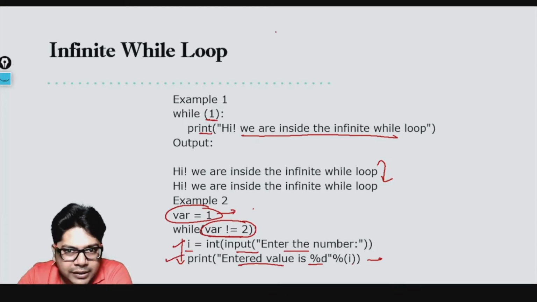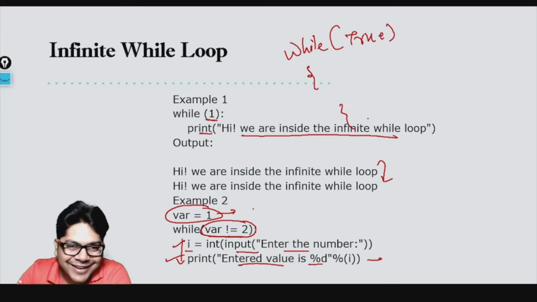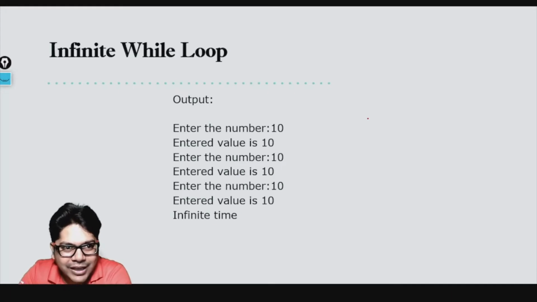The third thing that you can do is that you can write while True, and that also becomes an infinite loop. Now I am not going to run this again for you. Why? Because again I'll have to close the Visual Studio and come back. So that's the reason I'm not doing it. So this is how the infinite while loop works. Infinite means it will keep on going again and again, infinite times.